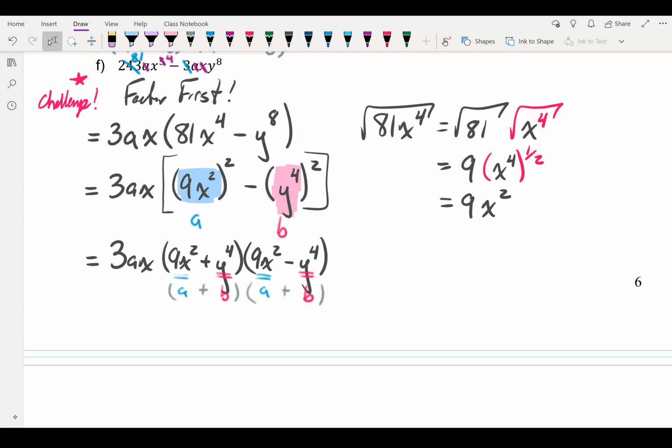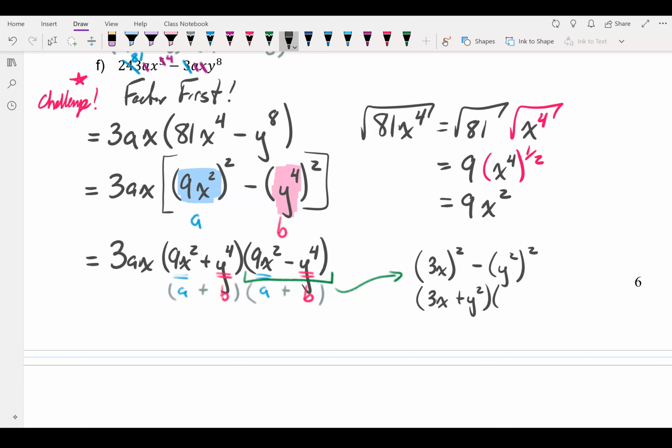Okay, so what I was going to say was that there's one more thing I can do. It's not just that I can do it, I have to do it. This piece here is another difference of squares, which is why this is such a challenging question. When you break that piece down, you can see that this is 3x squared minus y squared, which will end up being (3x plus y squared) and (3x minus y squared).